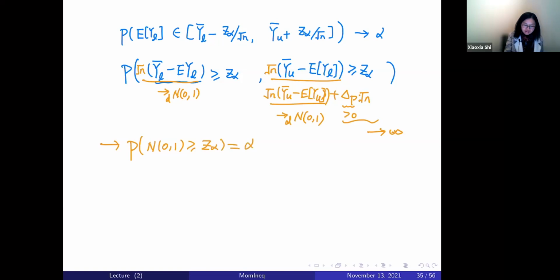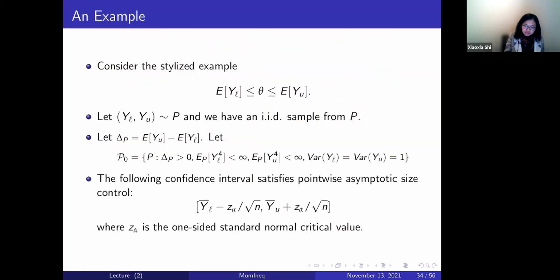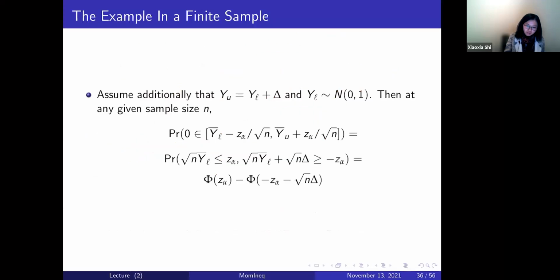And you can find that this interval covers not only the lower bound of the identified set with probability alpha, but also the upper bound with asymptotic probability alpha. So this interval does have the correct asymptotic coverage probability pointwise, but it does not have very good finite sample coverage probability.